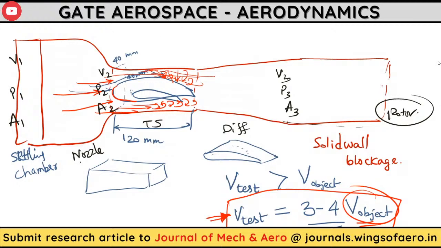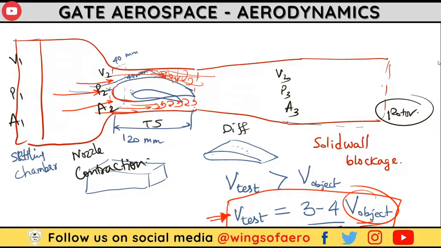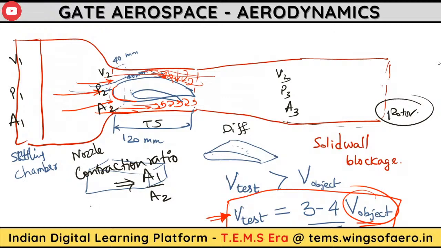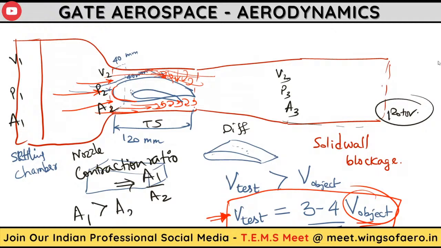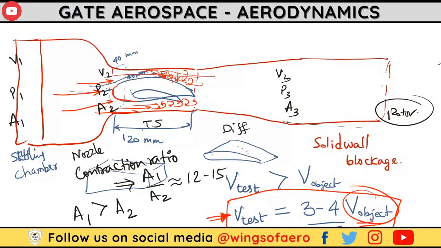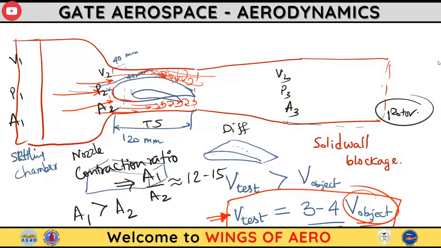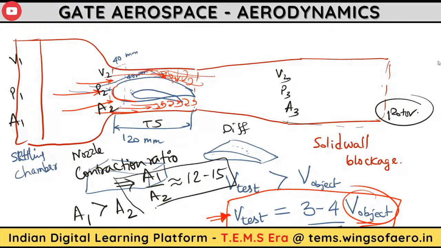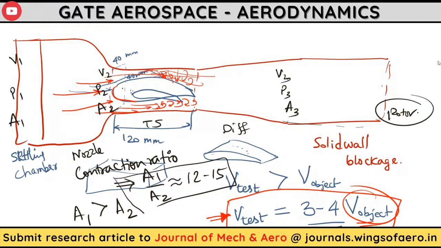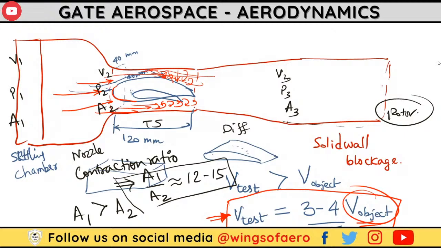All right. Now, another concept called contraction ratio. Contraction ratio means A1 by A2. Always, for a contraction, area A1 should be greater than A2, where A2 is in the test section. The ratio ranges up to 15, again depending on the test section size. Sometimes they may ask a question like, what are the expected wind tunnel contraction ratios? Mostly it ranges between 12 to 15. That means the area ratio between the intake and the test section is meant by the contraction ratio.